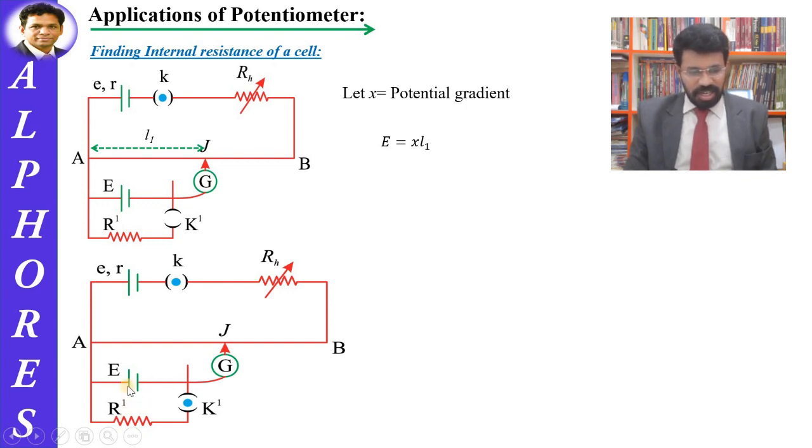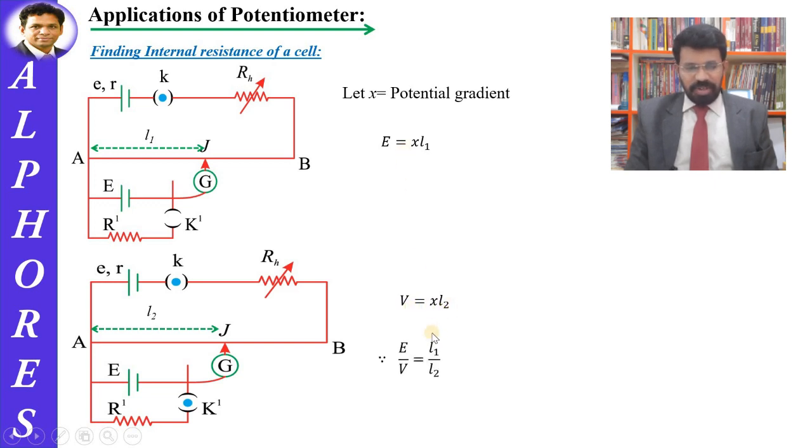So when this R dash is connected to this cell, it starts drawing current from the cell. At that time, whatever potential drop is present across the electrodes of this cell, that potential is called terminal potential difference. Now, if I obtain a balancing length L2, what does it indicate? It indicates that potential difference across this length L2 is exactly equal to terminal potential difference across these electrodes, isn't it? So the equation will be V is equal to X into L2. Similar to the previous equation, E is equal to XL1, here terminal potential V is equal to XL2.